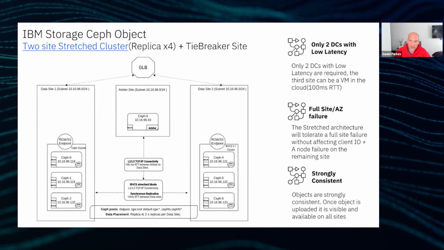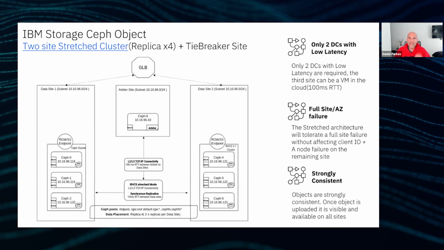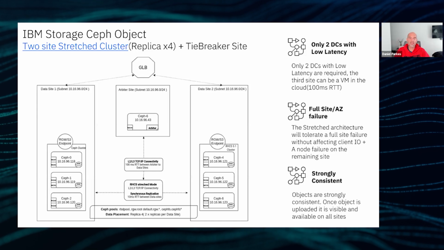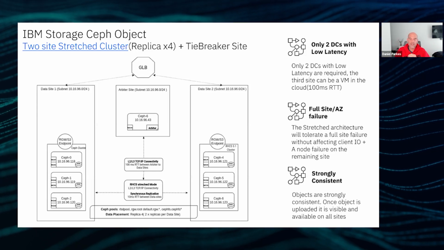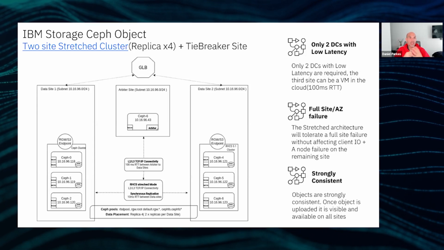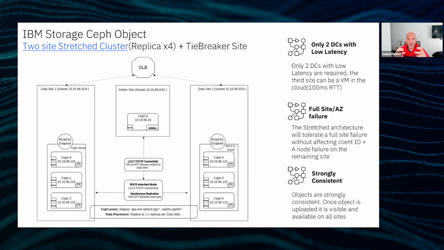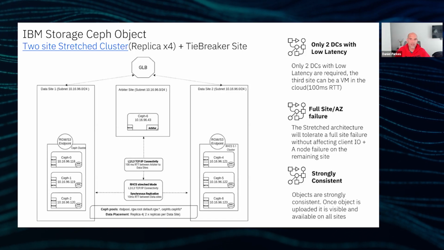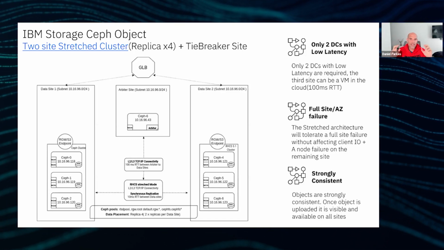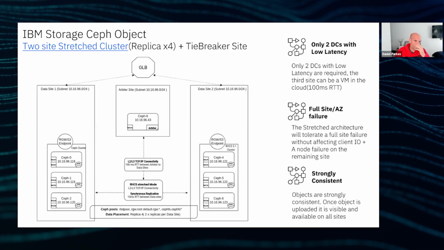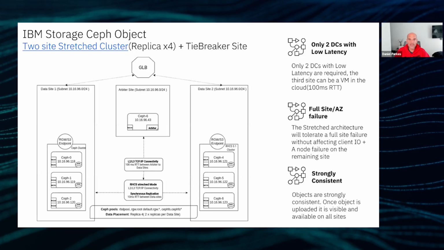I don't know your experience, Randy, but there are not that many customers that have 3 full sites close together, with low latency. So for those customers that have 2 sites with very low latency and maybe a third site that doesn't have that kind of high level functionality, you can also use what we call the 2-site stretch cluster in Ceph.